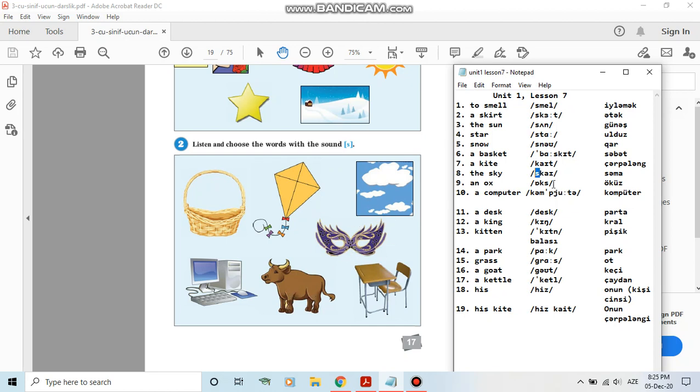An ox. Ox. Öküz. It has the sound S. A desk. Parta. Desk. It has the sound S.